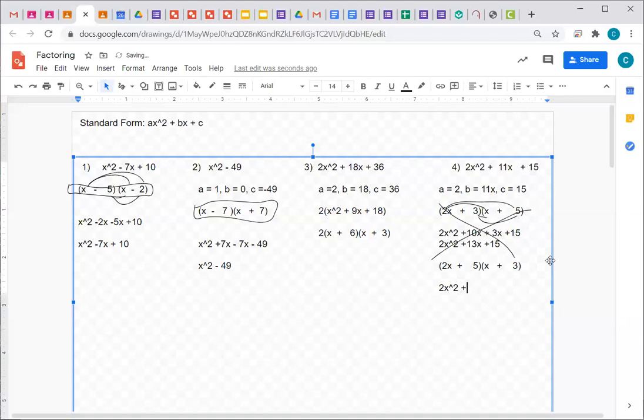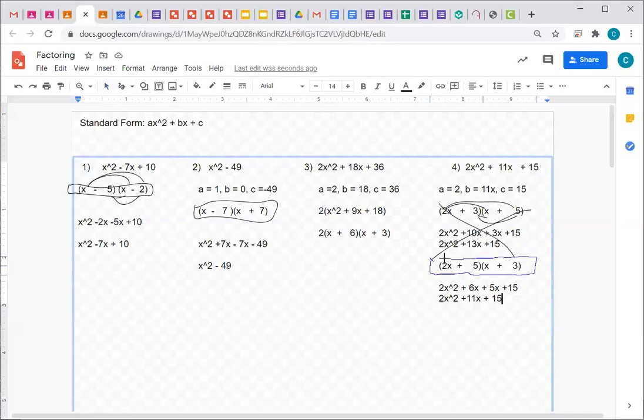2x times 3 is 6x. 5 times x is 5x. Then 15. Okay. Then I combine like terms, and again, this is to check my answer, 2x squared plus 11x plus 15. So it's correct. And so that's my answer.